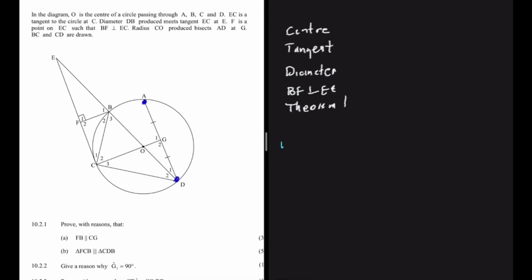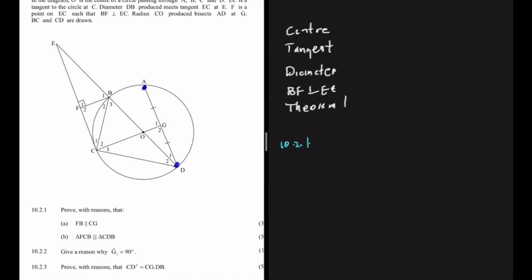So we have 10.2.1 as the first question. The first question is saying, let's prove, given reasons, that this line FB, so where is FB? FB is right here, is parallel to line CG. So let's see if the first keyword, center, can help us in any way, right? I cannot see a direct way in which the center would help us. So let's move to tangent and see if we can do something there.